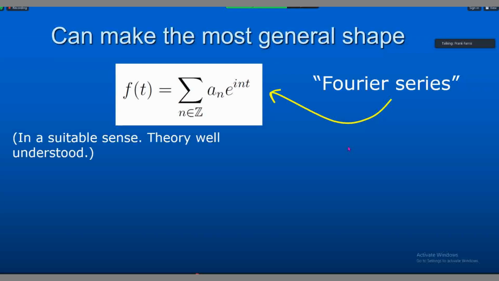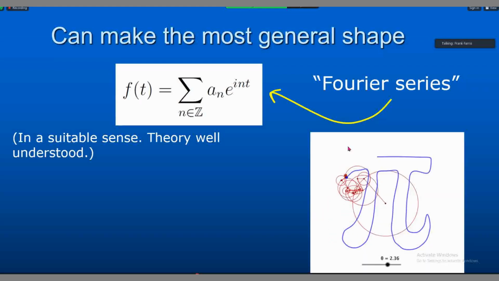It's really kind of amazing. And in a suitable sense, yes, you can make every shape. The theory is well understood. There are caveats. You can't have functions that jump too much. You can't have functions that kink too much. But yes, you really can make any shape. So here's my convincing evidence.